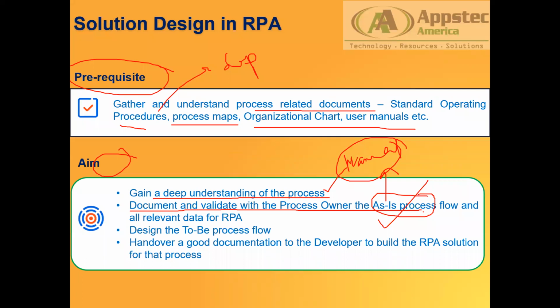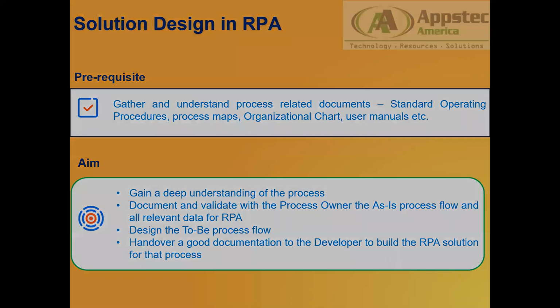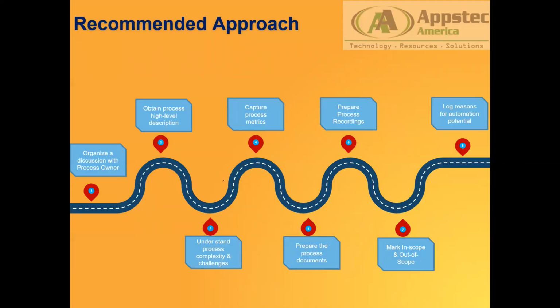Now to this as-is flow, whenever I require an automation, I need to create something called a to-be process flow. Now what is a to-be process flow? A to-be process flow tells me how exactly my solution or my automation is going to work for this manual process. Then a good documentation is always required to be created in order to understand what my solution is effectively doing. All right, so that's the prerequisite, that's the aim. Now let's understand the roadmap approach.